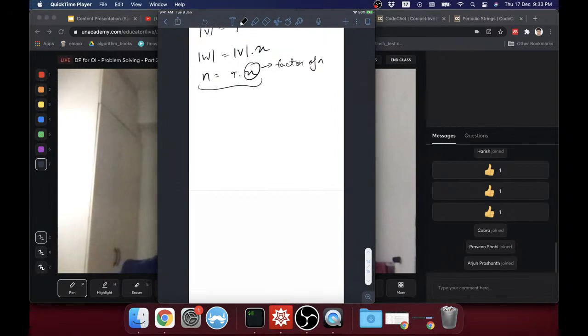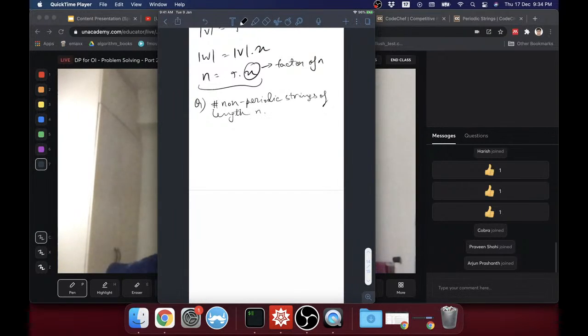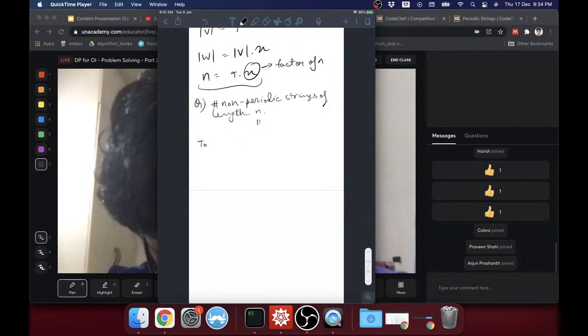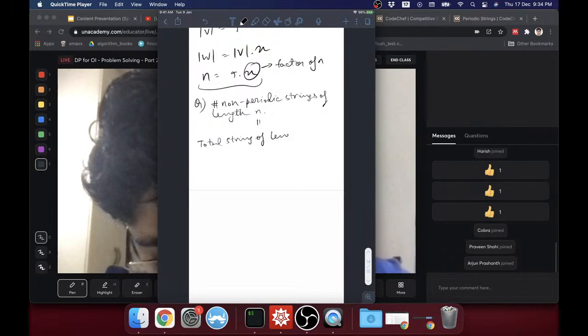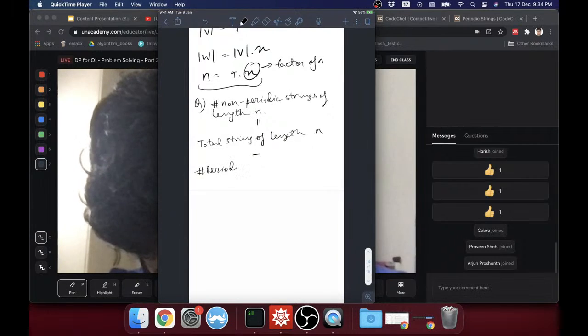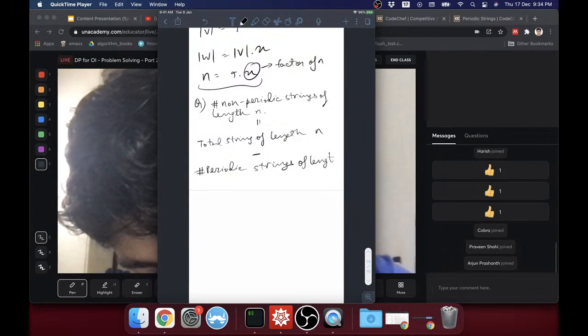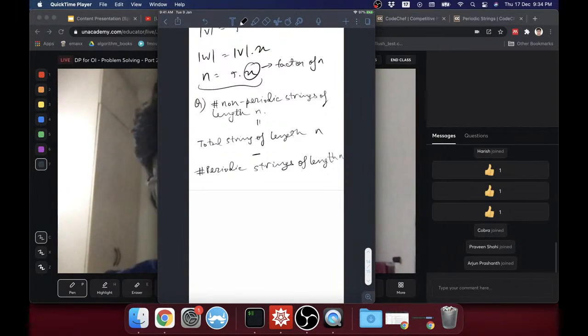Now let's go back to the original question, which was asking for the number of non-periodic strings of length n. This can also be said as total strings of length n minus number of periodic strings of length n. Right, this is the same thing.